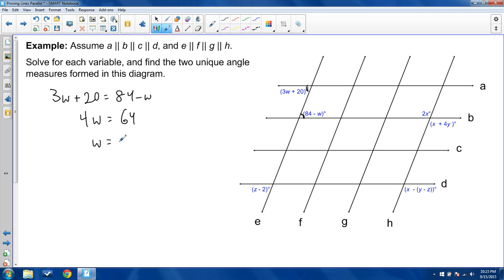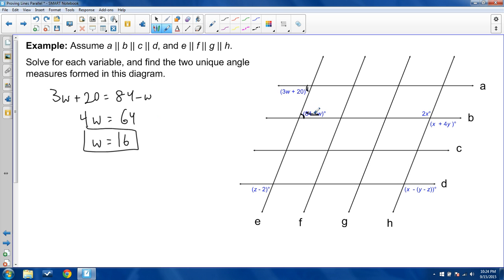That's the division property of equality. And you get w equals 16. So I solved for one of my variables. What can I do from there? I can now substitute in 16 for w for any of these, and I should get the same angle for either. I'll just do it here.